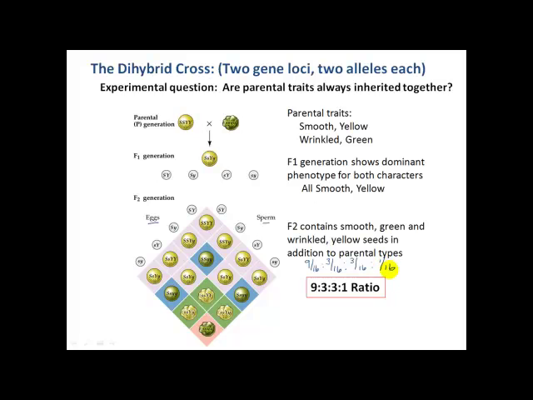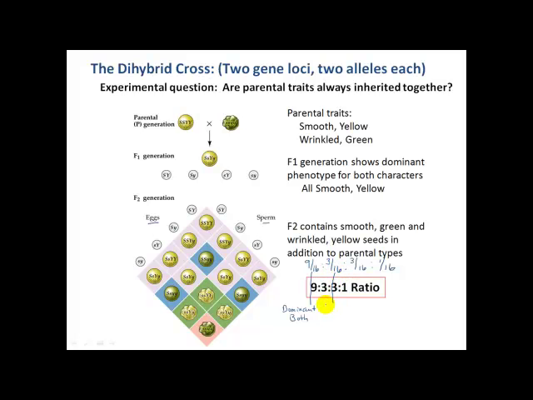But that's 9/16 of the offspring. We would expect to have the dominant phenotype for both. So 9/16 would be dominant for both. So remember, our dominant trait was yellow for the color and smooth for the shape. And so 9/16 of our offspring are going to be yellow and smooth.